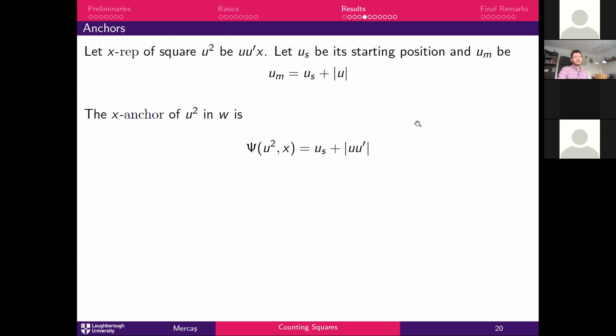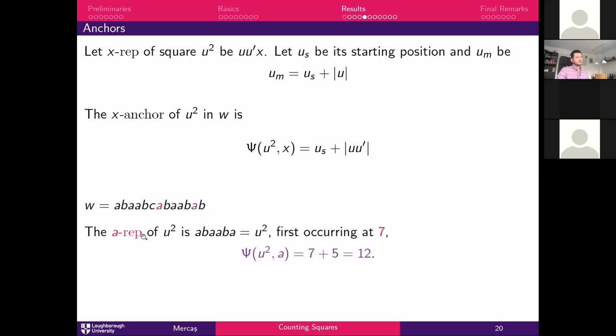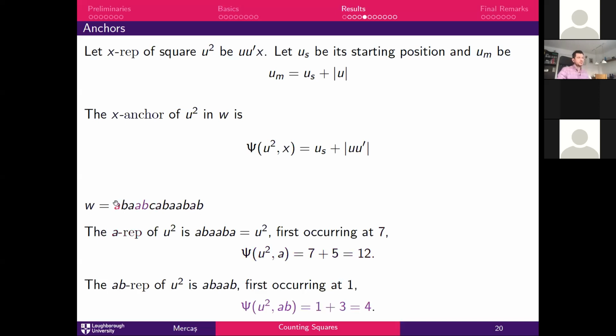So what I'm going to do next is, for each square, look for the representative and mark the position of the X anchor, right? For example, going back to the A representative, this was starting at position 7, and the anchor will be this A here at the end, at position 12. At the same time, if I'm looking at AB, the representative was starting at the first position, and the anchor will start on position 4. Okay?